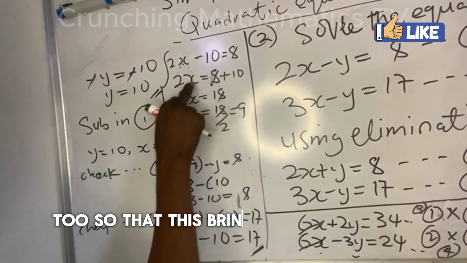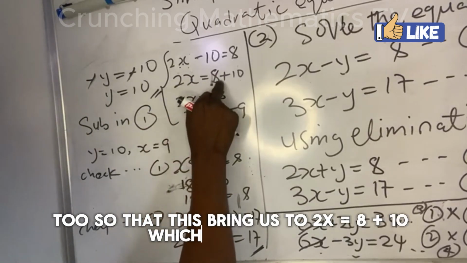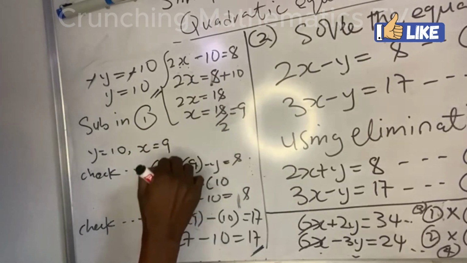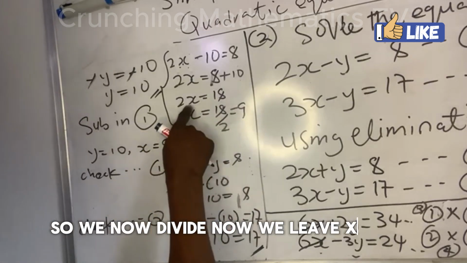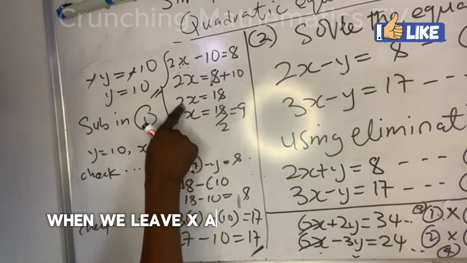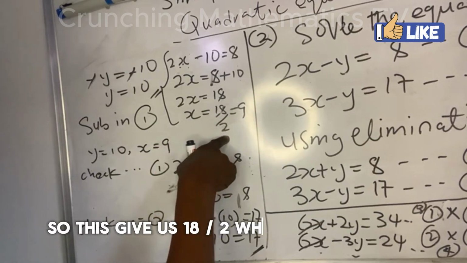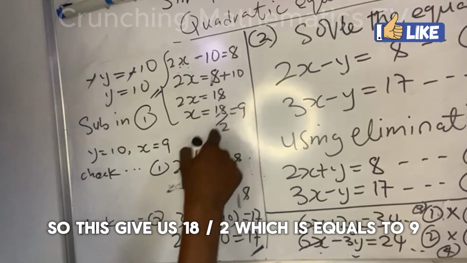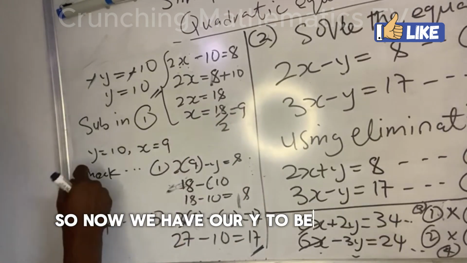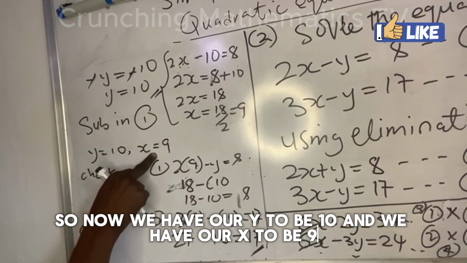So this brings us to 2x equals 8 plus 10, which equals 18. So we'll now divide. We leave x alone, and this 2 now comes down here. So this gives us 18 divided by 2, which is equal to 9. So now we have our y to be 10 and our x to be 9.